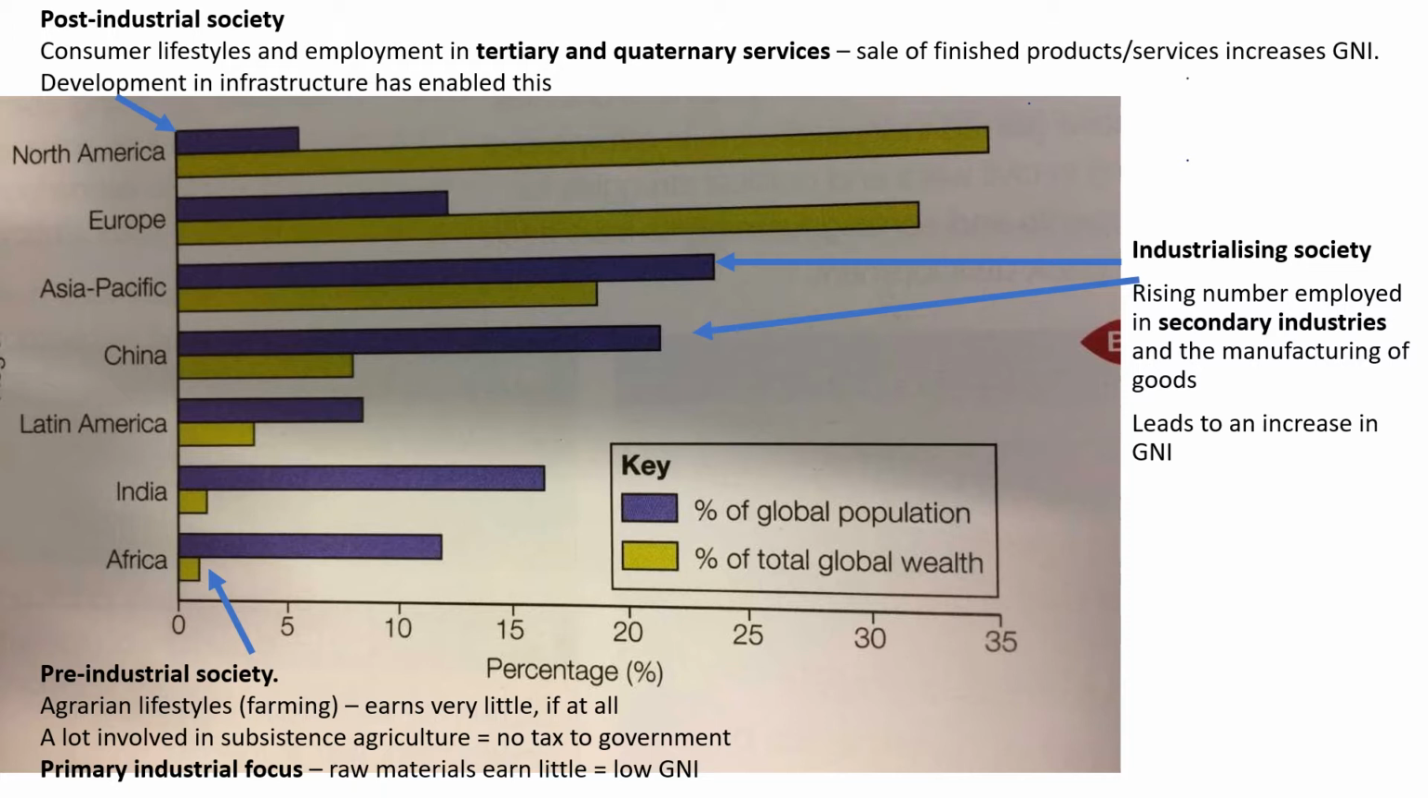Whereas for Africa, people involved in farming, paying no tax to the government, means that the government struggles to develop the infrastructure in the area, which means that it struggles to get its businesses and its industries off the ground, and people stay trapped in poverty and in jobs in primary industries, earning very little.